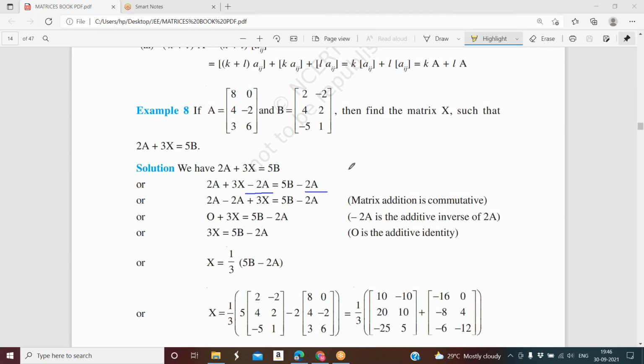We have studied that matrix addition is commutative. What does it mean? If I add A with B, it is the same as B plus A. This is the commutative law. So here I am going to use this law. What is the commutative law? A plus B is the same as B plus A. Both are equal.